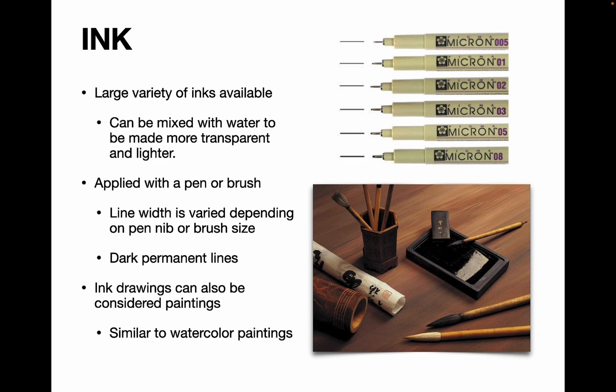So there's a lot of different kinds of inks. If you look it up, some can be mixed with water to make them see-through, more transparent and lighter. And that's really helpful if you're doing that atmospheric perspective, right? That Chinese landscape painting we looked at in the beginning, the far away mountains had more water added to the ink to make them look lighter. Ink can be applied with a pen or a brush, like the examples I'm showing here.